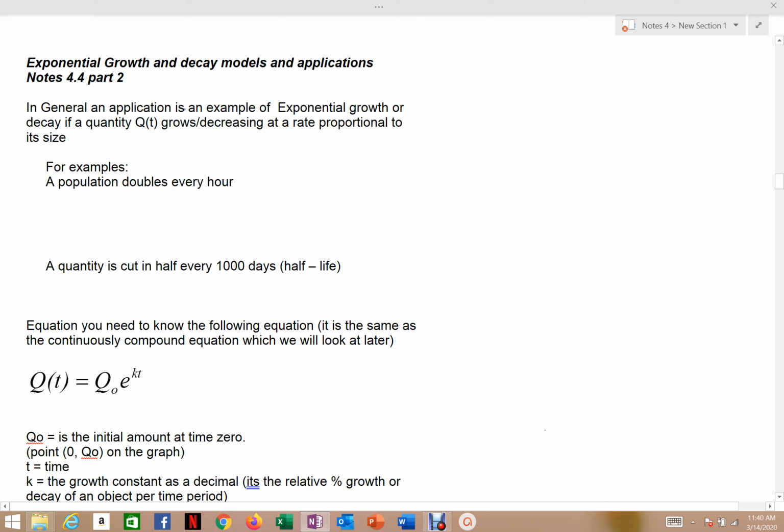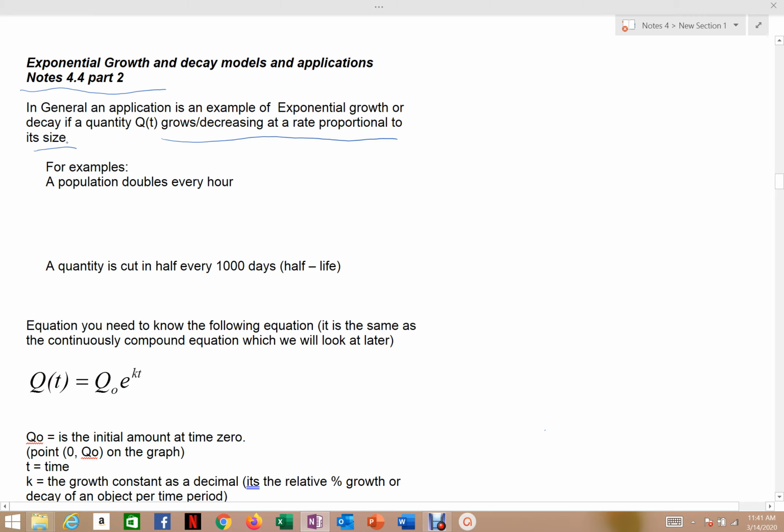All right, applications of exponential growth. So notes part 2. So this should be hopefully a review for most of you. Again, exponential growth and decay models, these would be the uninhibited exponential growth and decay. So somewhere in your algebra, chemistry, biology, they should have talked about these types of applications. Alright, so these are whenever something, a population, a quantity, grows or declines at a rate proportional to its size.